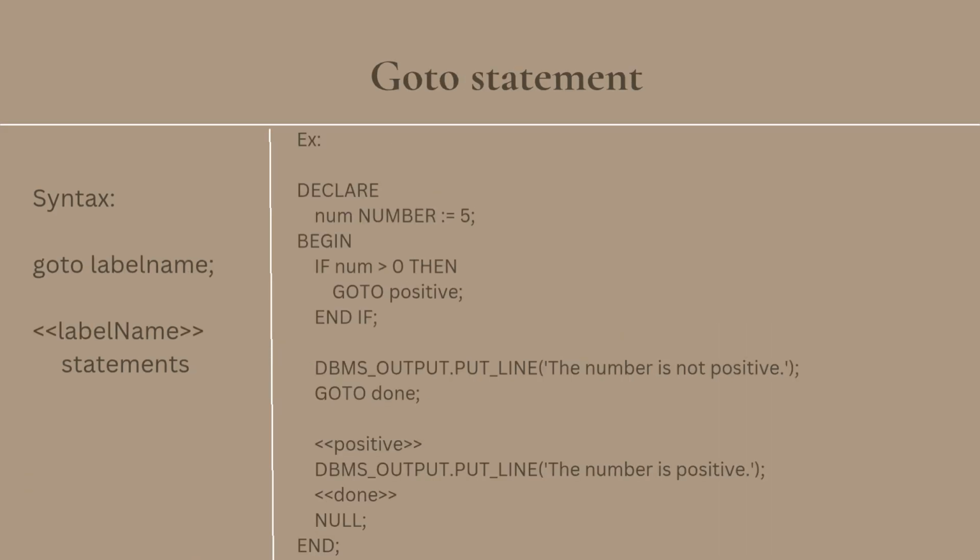The GOTO statement is used to directly shift the program control to a labeled block. Syntax is displayed on the screen, and the example depicts the use of the GOTO statement for checking whether the number is positive or not.